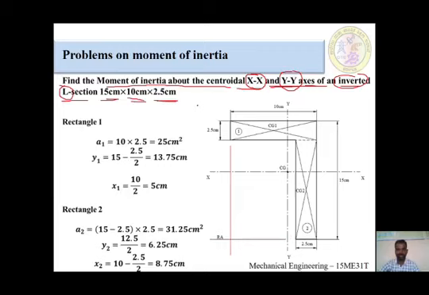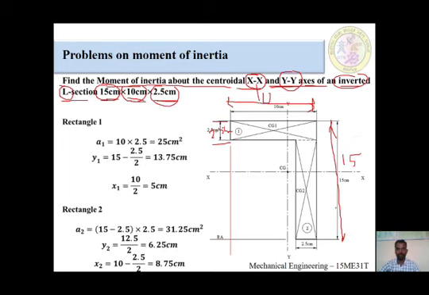If the diagram is not given in future examinations, how do we decide which one is 15 centimeter, which one is 10 centimeter, and which one is 2.5 centimeter? This would be the longest distance, so we take it as 15 centimeter. This would be the shortest distance, which we take as 10 centimeter. And this web part we take as 2.5 centimeter. If the diagram is not given, we would draw the figure like this.